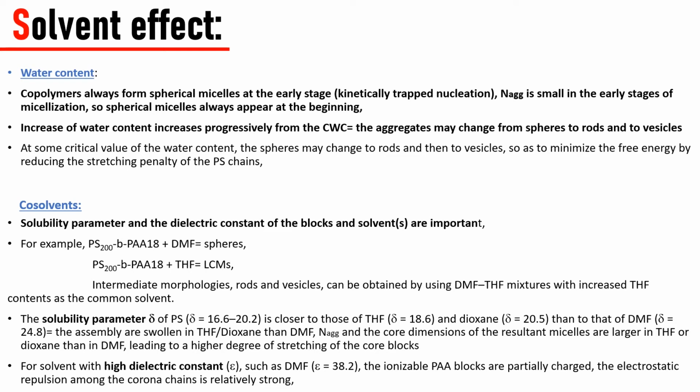Regarding the solvent, for a solvent with higher dielectric constant, such as DMF, which has a dielectric constant of 38.2, the ionizable polyacrylic acid blocks are partially charged. I remind you that the polyacrylic acid chains are negatively charged. In consequence, when the dielectric constant is higher, the electrostatic repulsion among the corona chains is relatively stronger.